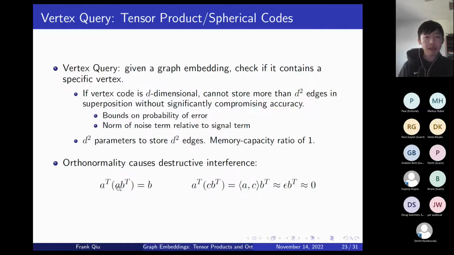If they match, then this becomes 1, and what's left is B, the vertex I want. However, if A and C don't match, then their dot product is going to be small, which shrinks this term close to 0. So this is kind of an intuition on why orthonormality is a key ingredient and why it helps the memory capacity ratio.